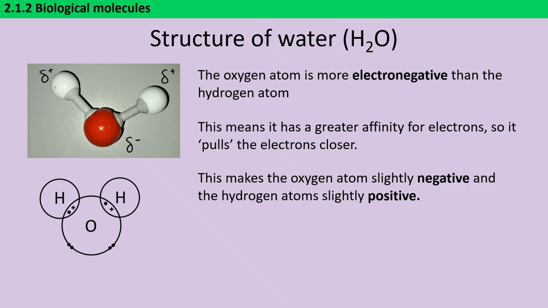These charges are much, much smaller than the charges that we see on cations and anions like sodium and chloride. So we use the lowercase delta symbol to show that this is a very small charge. Because we have a molecule that is not symmetrical and therefore it now has one positive side and one negative side, we describe this molecule as being polar.